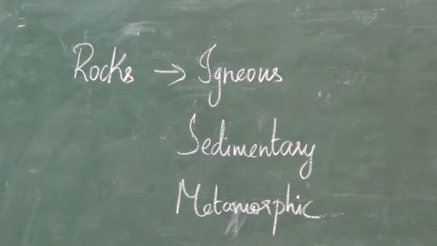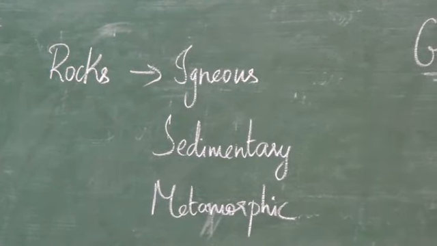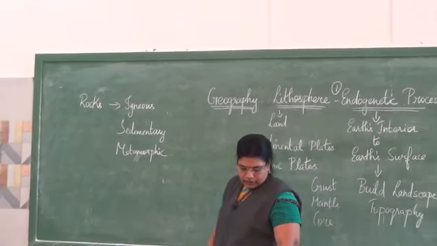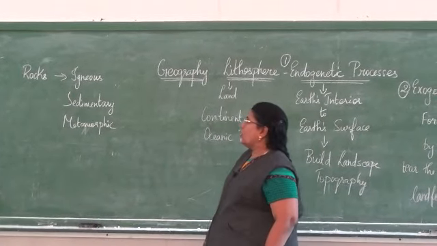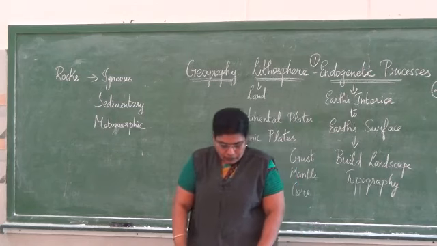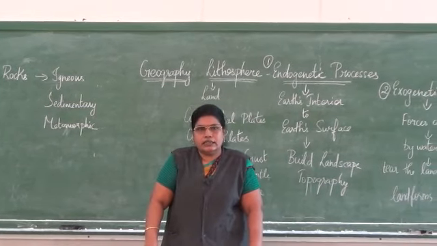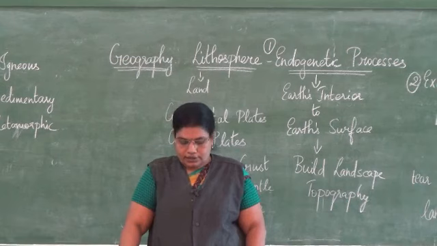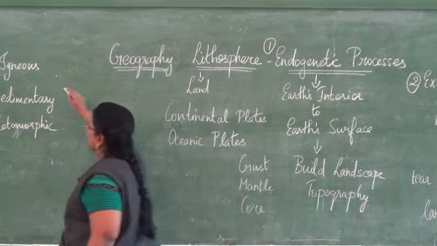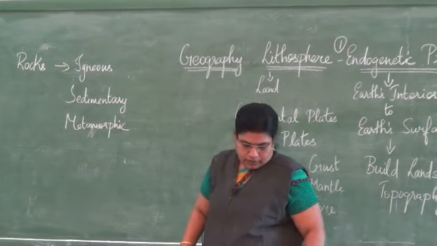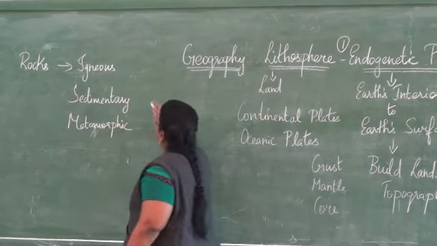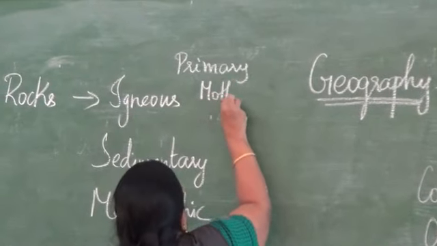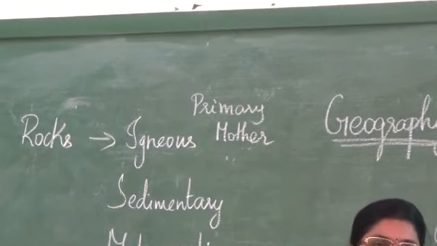The word igneous is derived from the Latin word ignis, meaning fire. The interior of the earth contains very hot molten material called the magma. When the magma reaches the surface, it is called the lava, and this lava on cooling is solidified and settles down. And it forms the igneous rocks. Igneous rocks are also called primary rocks or mother rocks, because all the other rocks are formed from the igneous rocks.